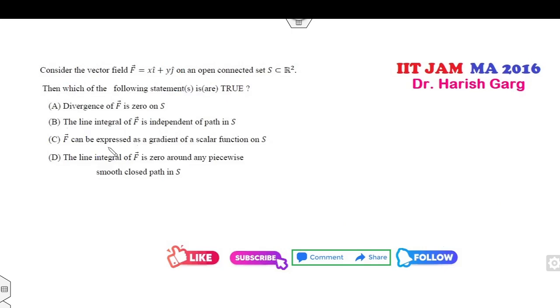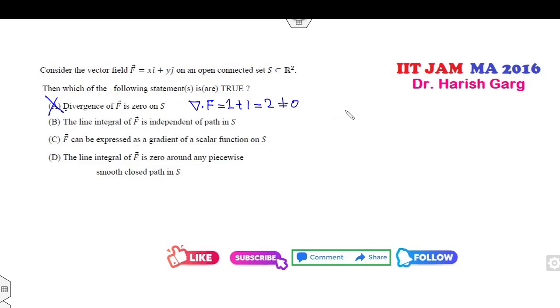Okay, if F is the vector field, x i cap, y j cap on the open connected set, which of the following statements is true? Divergence of the F. Can you find the divergence? 1 plus 1, 2, which is non-zero. The line integral of the F is independent. Yes or no? How can you check that?